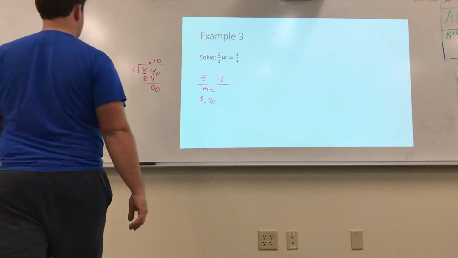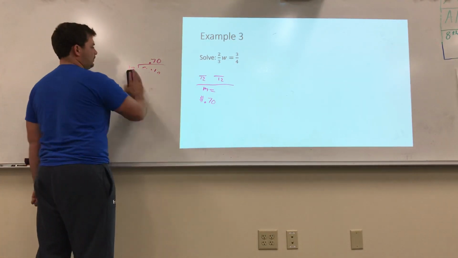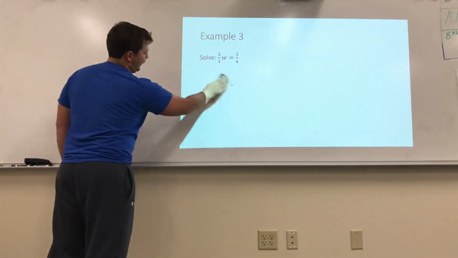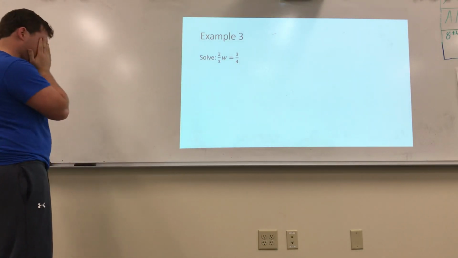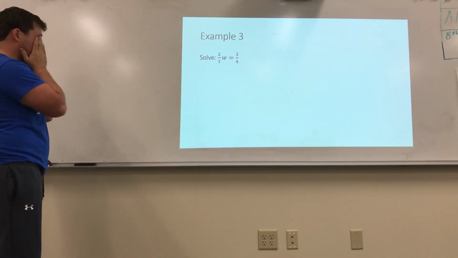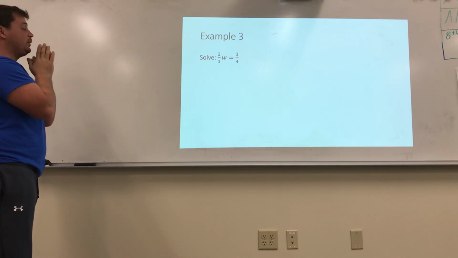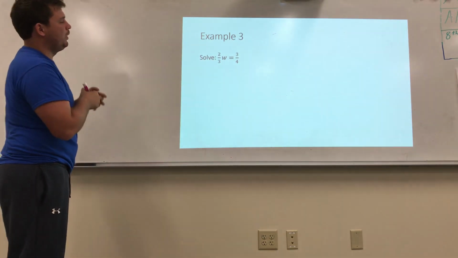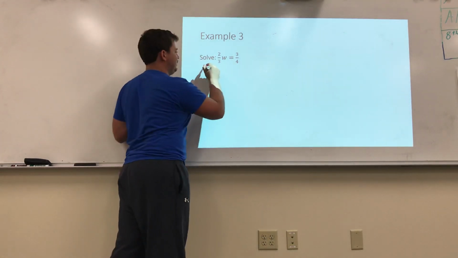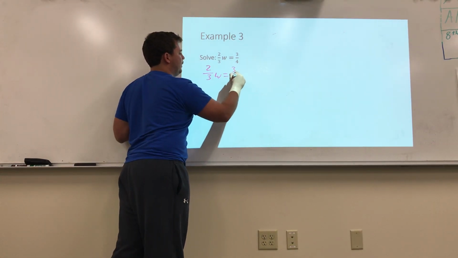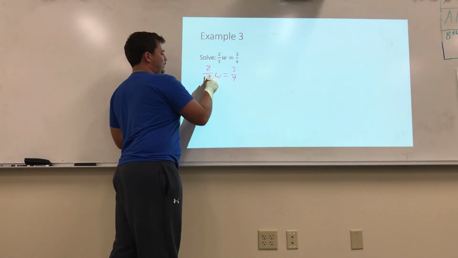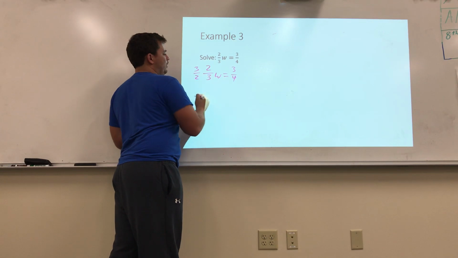Alright, this was a little bit trickier. Now, we have to solve this. There's a lot of ways to do this. If you know how to multiply by a reciprocal, you can multiply this by a reciprocal. 2/3 w = 3/4. The reciprocal of 2/3 is going to be flipping these, so it's 3/2.